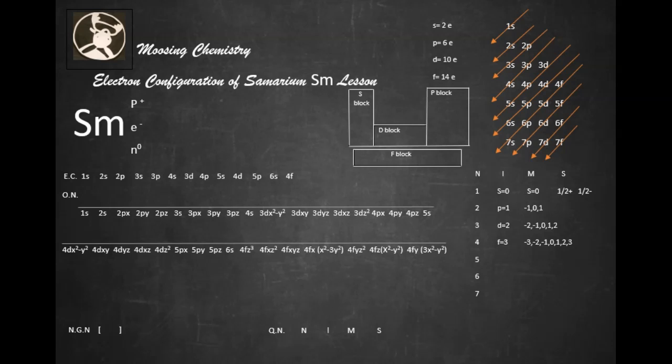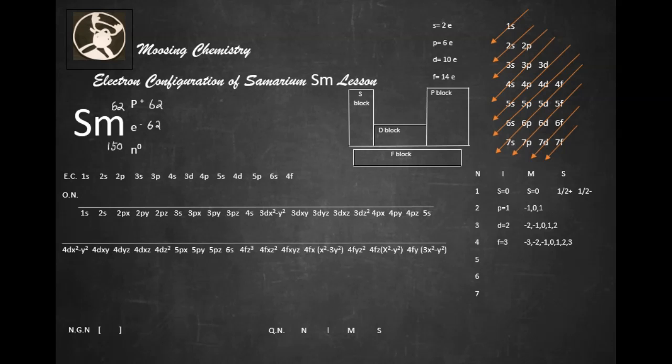This is the electron configuration of Samarium, Sm. Samarium is atomic number 62. It is element 62 in the periodic table, and its atomic mass unit, or AMU, is 150. Since the atomic number is 62, the number of protons must be 62. And since it's electrically neutral, it would also have 62 electrons.